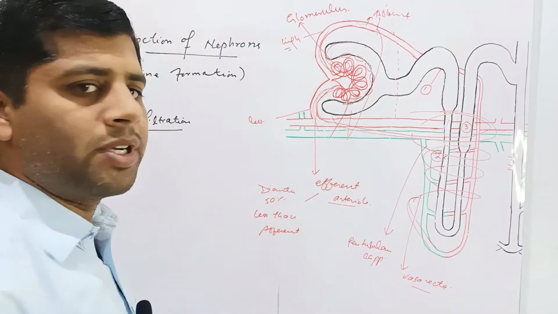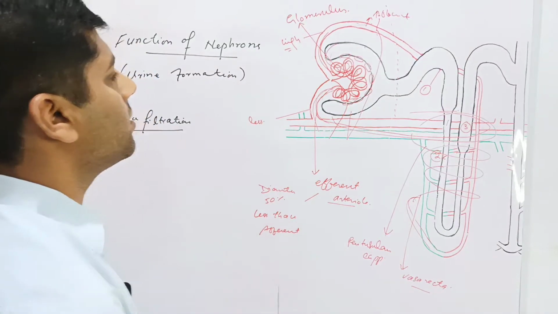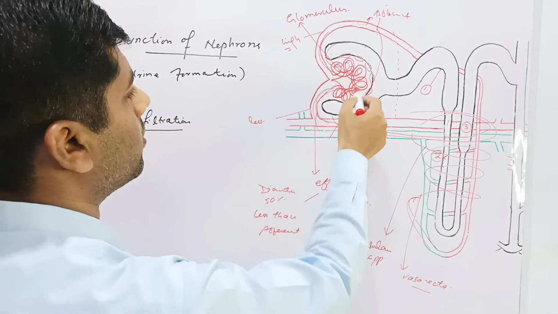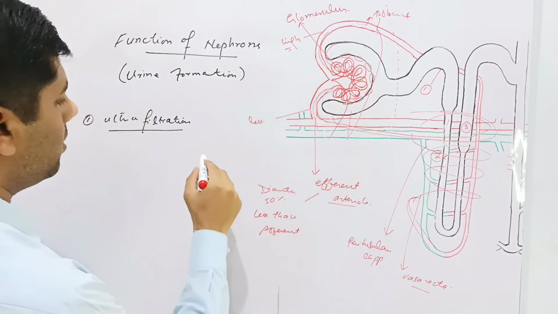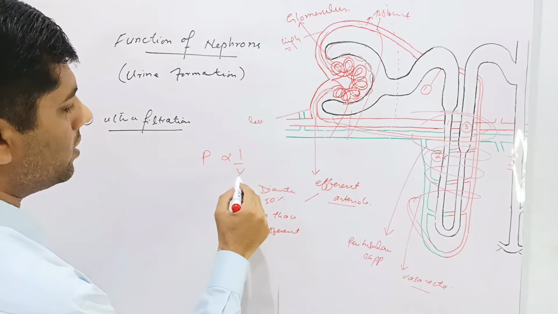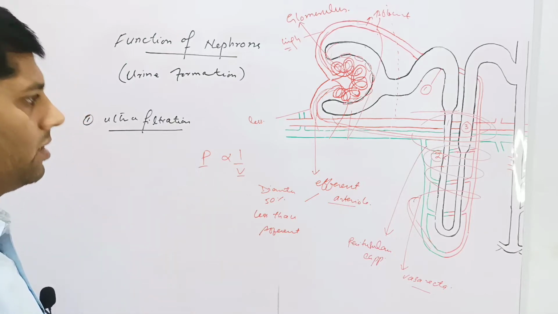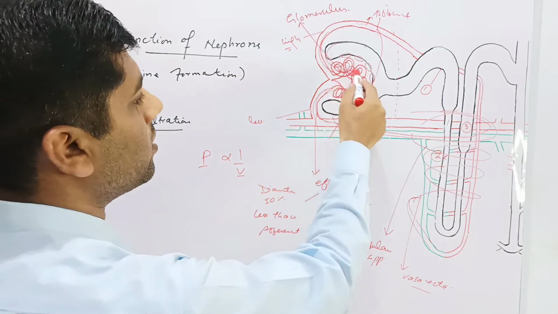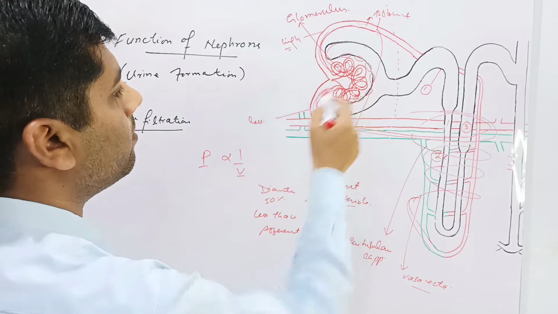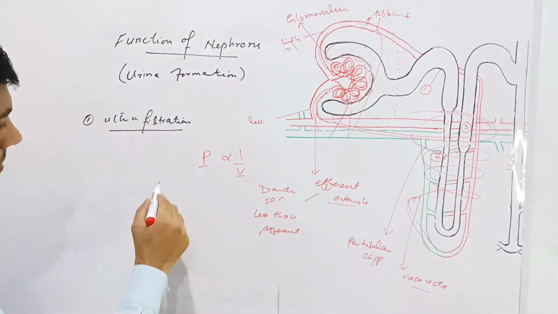This difference in diameter and size of blood vessel creates a high pressure in the glomerulus because, as per Boyle's law, when the volume is decreased, the pressure is increased. So high pressure is established in this glomerulus. This high pressure of the blood is called hydrostatic pressure.